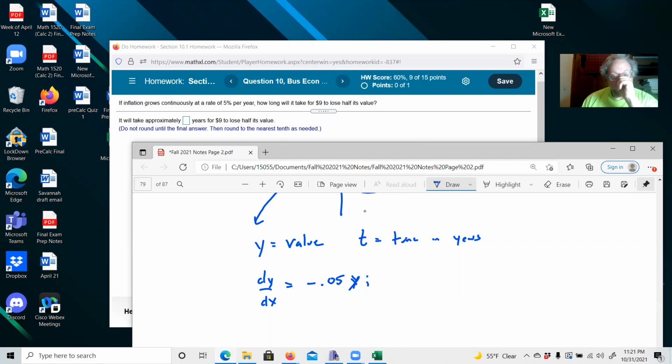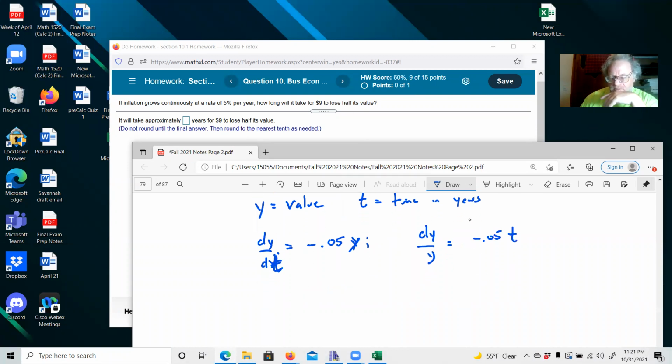So we have to solve this as a differential equation now, because they want to know some points here. So we're going to say dy over y is equal to negative 0.05, with t here instead. Change this to a t. So the change in value is equal to negative 0.05 times the original value. I still don't like it. I like 0.95 for value. But all right.